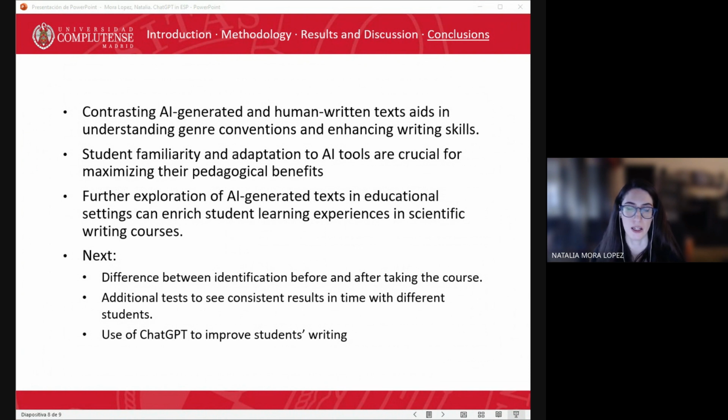And finally, I think it will be very interesting to see how the use of ChatGPT can improve students' writing. And that would be the second part of the study, where students were asked to take their introduction. So they wrote an introduction, and as I said, the different parts of the paper for their study they carried out. So they were asked to take the introduction section and improve it using ChatGPT. So that would be the next step.